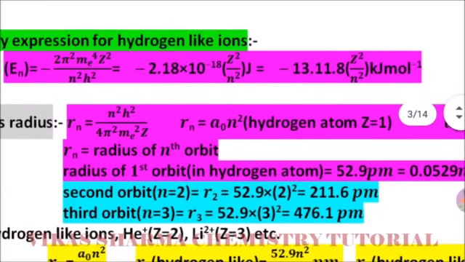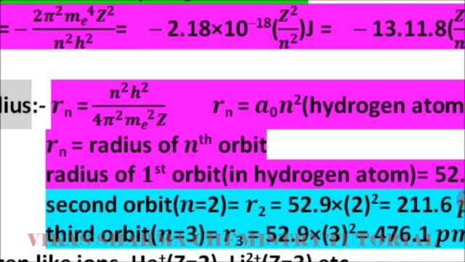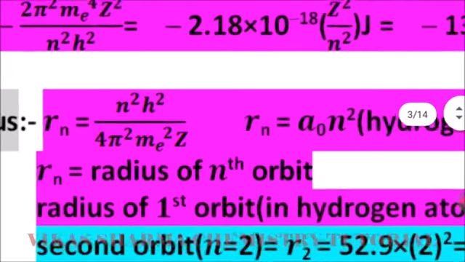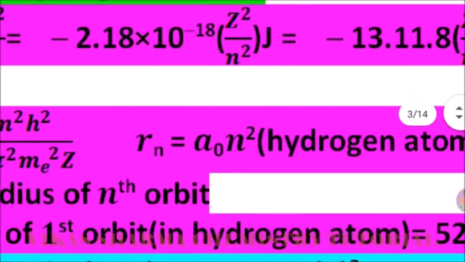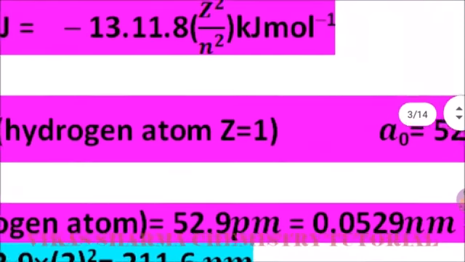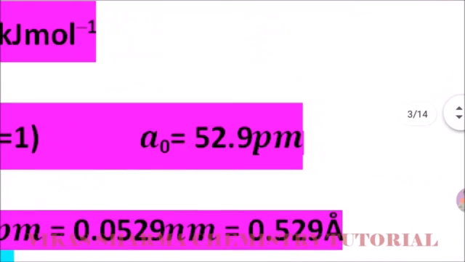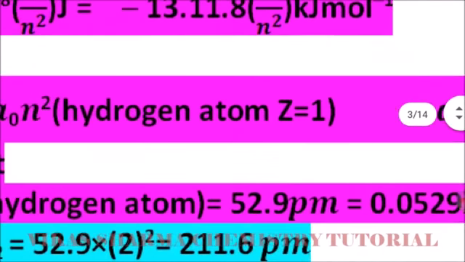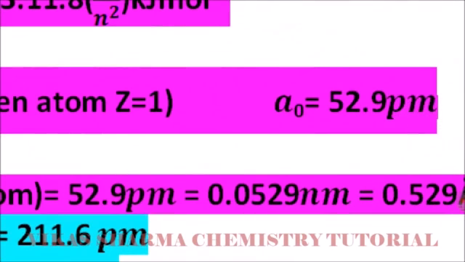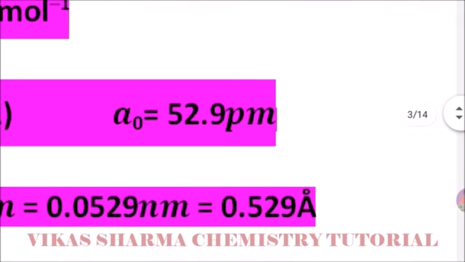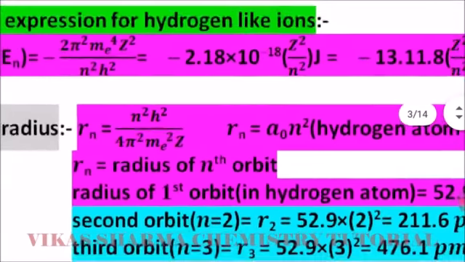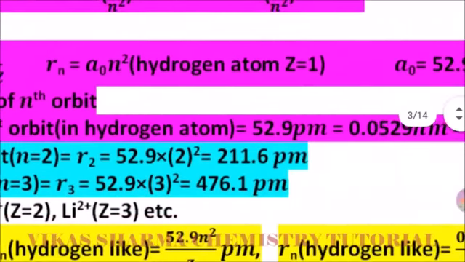Now Bohr's radius. If we want to calculate the radius of a particular shell, the formula is rn equal to n² h² divided by 4π² m e² Z. For a particular orbit, rn is a0 n². For the hydrogen atom, where Z is 1, a0 is equal to 52.9 picometer, which is similar to 0.0529 nanometer or 0.529 angstrom. So this is the radius of the first orbit of the hydrogen atom.